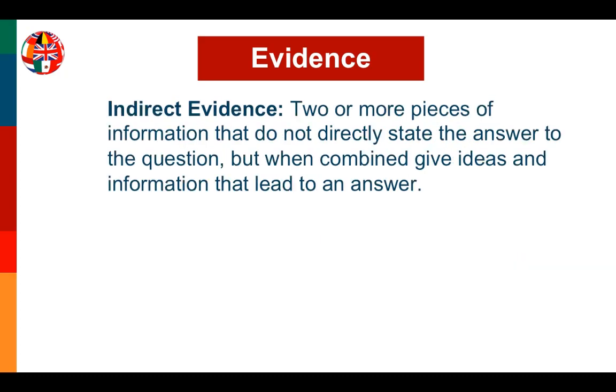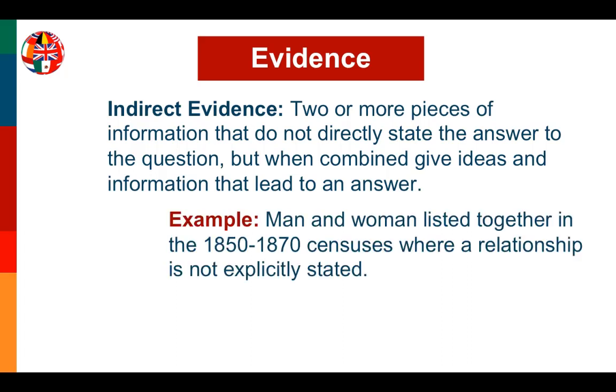So indirect evidence is two or more pieces of information that don't directly state the answer to the question, but when they are combined, give ideas and information that lead to an answer. So an example of this would be when a man and a woman are listed together in the 1850 through the 1870 censuses, where a relationship is not explicitly stated. It can be only implied that this man and woman are married. It's not directly stated. They could be an unmarried brother and sister raising nieces and nephews with the same last name.